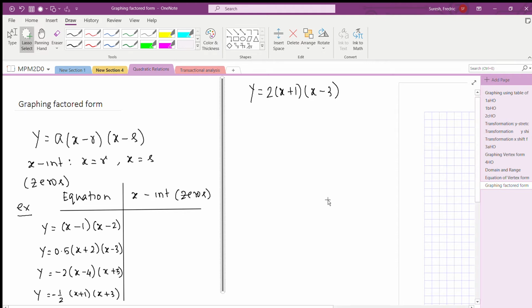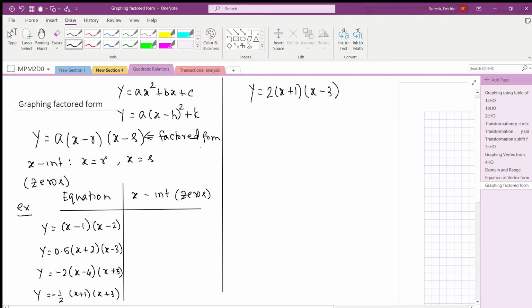Guys, in this video, we are going to learn how to graph a factored form of a quadratic equation. Now, you already know a couple of forms that you learned from before. You saw the standard form, y equals ax squared plus bx plus c. That was the standard form. Then in the last few videos, you learned about the vertex form that looked like this. And finally, we are learning about this form, which is the factored form.